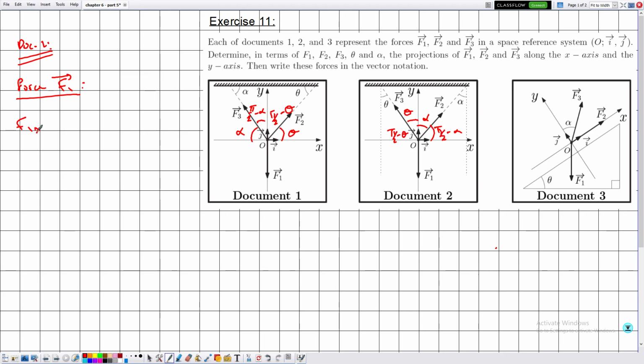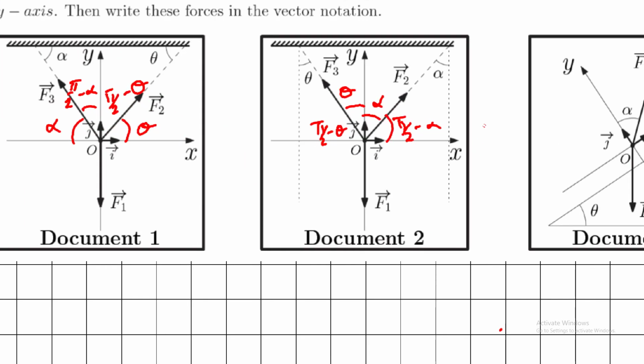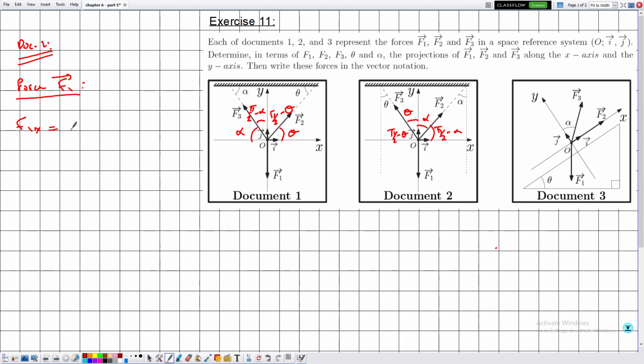So the x component of F1: notice that F1 is completely parallel to the y-axis, so F1x is 0. As for F1y, it's pointing in the negative direction, so it's minus F1. No need to project because it's completely lying on the axis. Then the vector notation of F1, which is given by F1x i plus F1y j, is equal to 0i minus F1j, which is equal to minus F1j. So the F1 vector is equal to minus F1j.